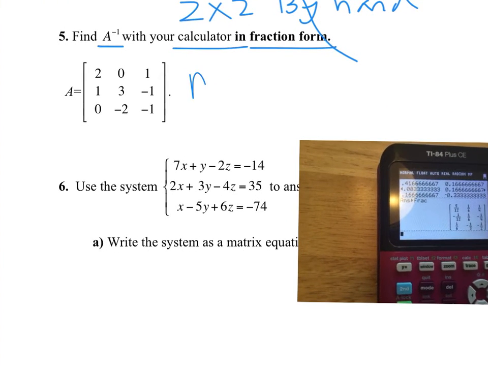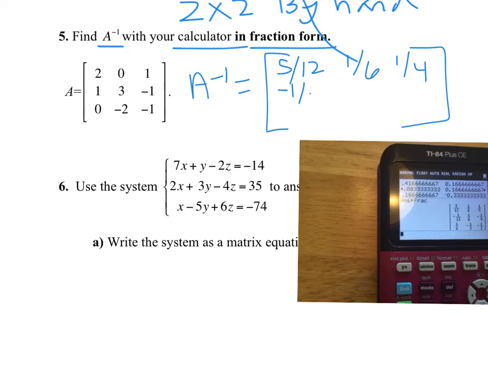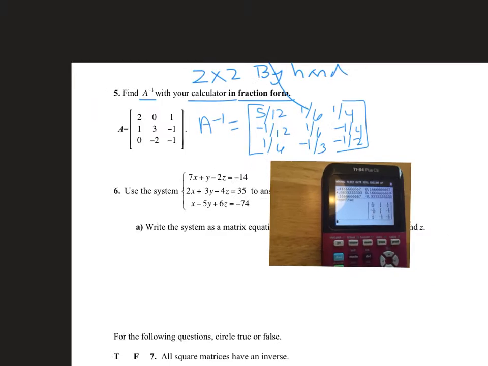Okay. So A inverse in fraction form is equal to 5/12, 1/6, 1/4, -1/12, 1/6, -1/4. Wouldn't you rather be at the beach right now? Same. -1/3. Summer's coming. Summer's coming. All right. A -1/2. Okay.